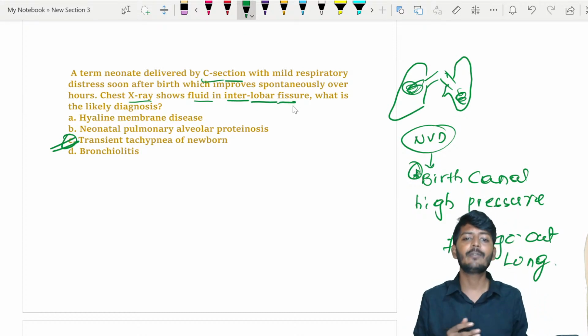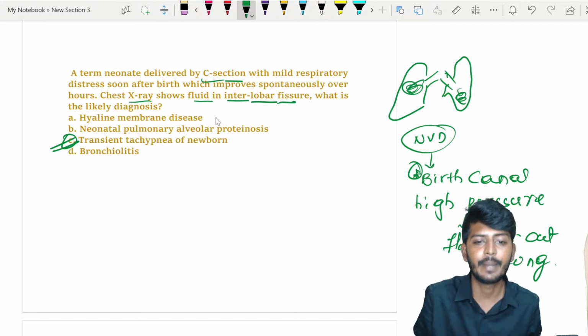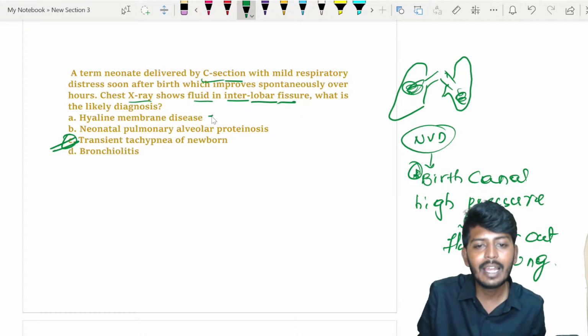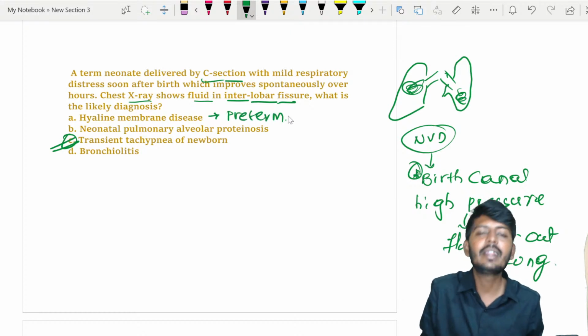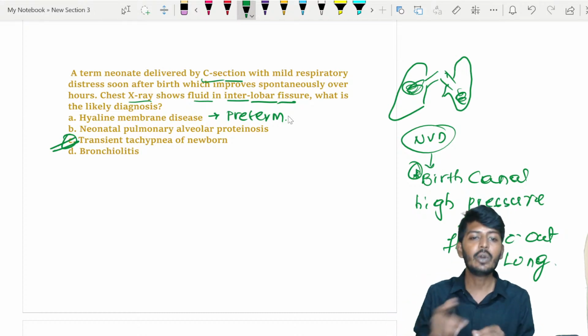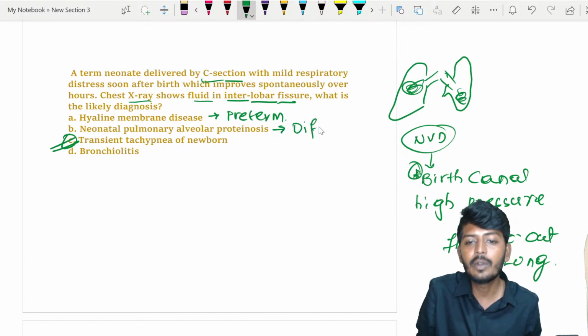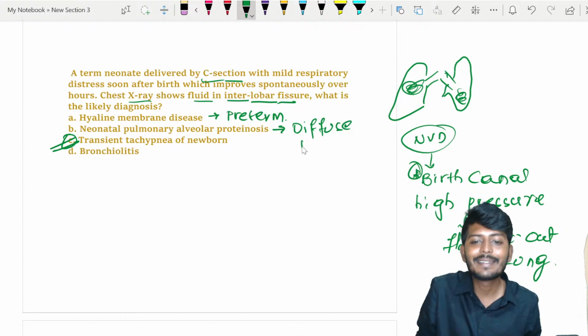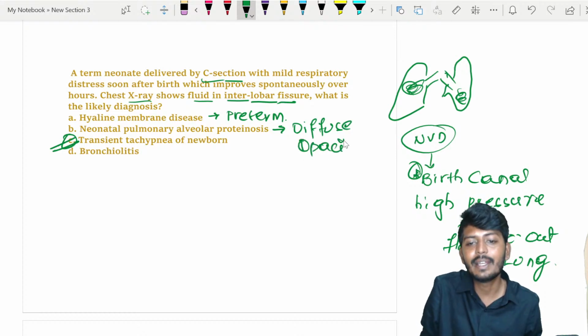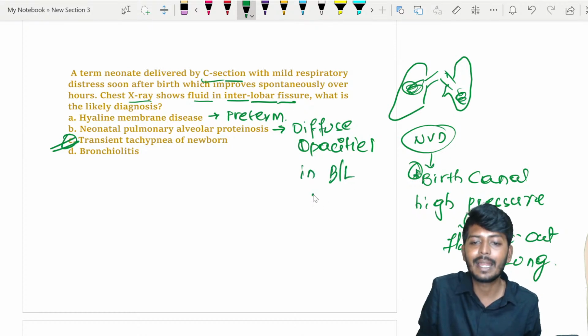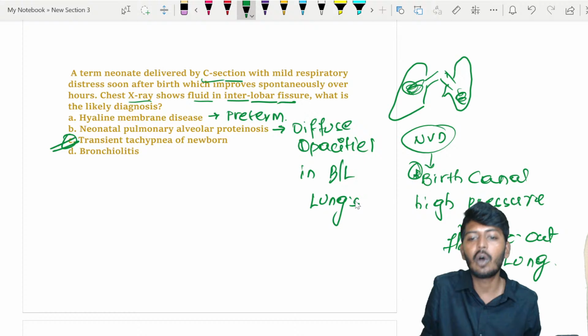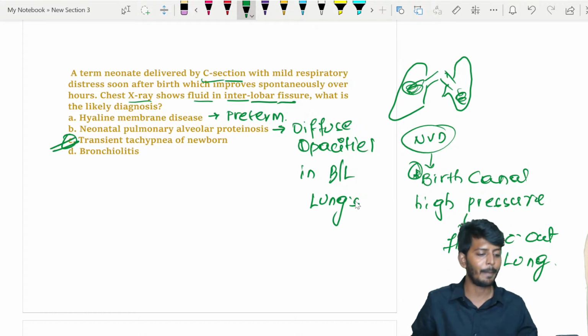Sir, what about neonatal pulmonary alveolar proteinosis and HMD? So hyaline membrane disease is seen with preterm labor, with the preterm baby where there is no surfactant, they will develop hyaline membrane disease. And neonatal pulmonary alveolar proteinosis is a wrong answer because it will have diffuse opacities in both the lungs, in the bilateral lungs.